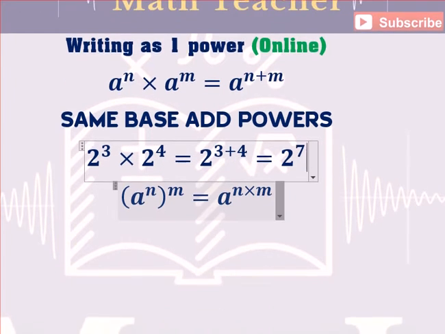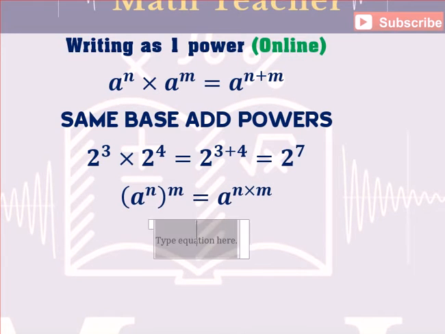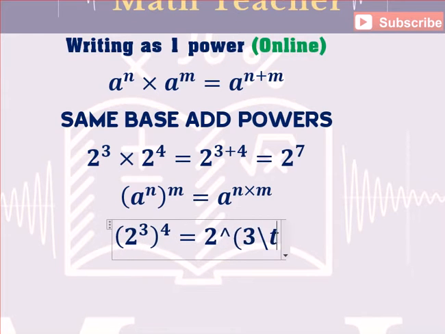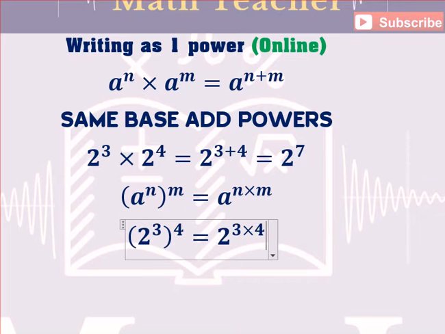Same thing, we have another rule, which is also important here. If you have a^n all to the power m, this will give a^(n times m). An example: if I have 2^3 raised to power 4, in this case it will give 2 power 3 multiplied by 4, so it will give 12. So 2^12.